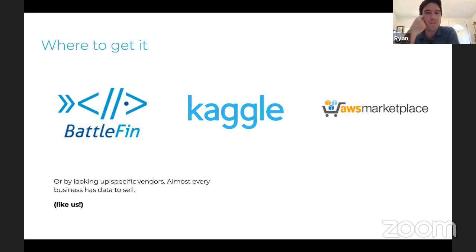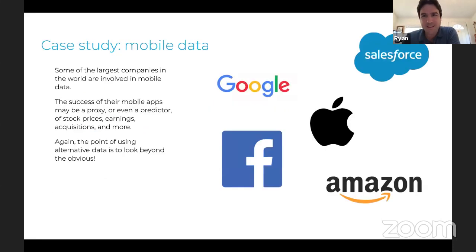Kaggle is where you would go. And there are also some very inexpensive data sets there as well, very searchable. I've used mostly Kaggle, but frequently look at Battlefin and AWS. You can also, of course, go directly to companies that have the data, and Mighty Signal is one of them, and I'll get to that.